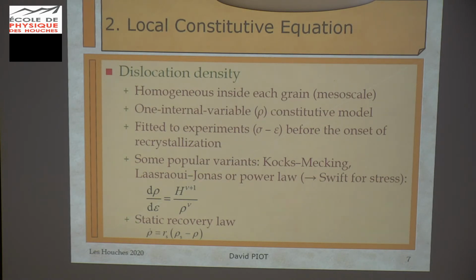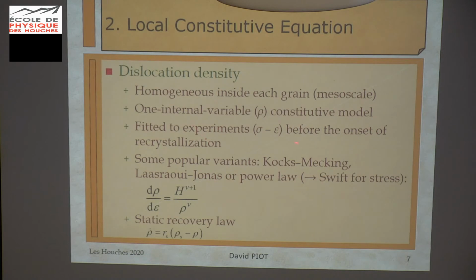To go into more detail about the local constitutive equation, in fact it's possible to use what you want. The most common way is to use a one internal variable constitutive model, and this internal variable is the dislocation density, which is considered as homogeneous inside each grain. It's not true, but at the mesoscale we need to make such an assumption.